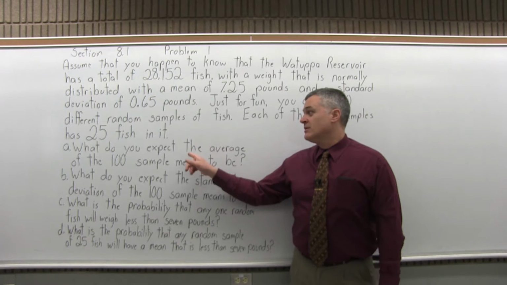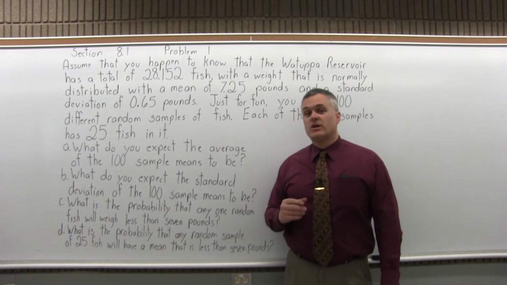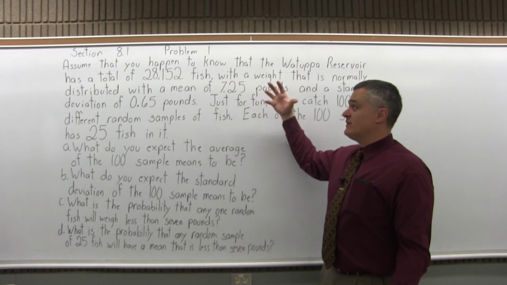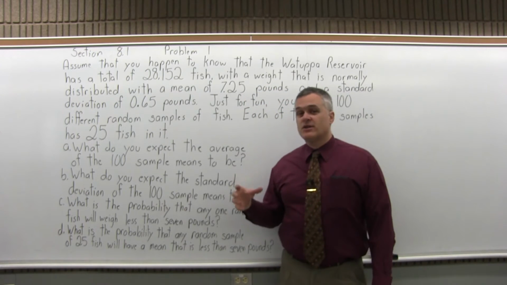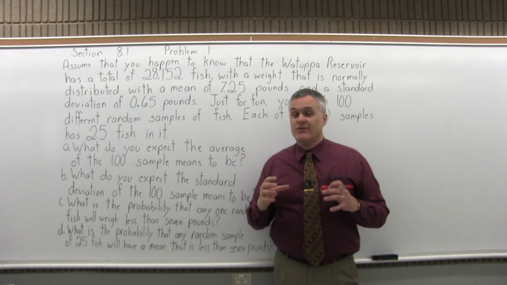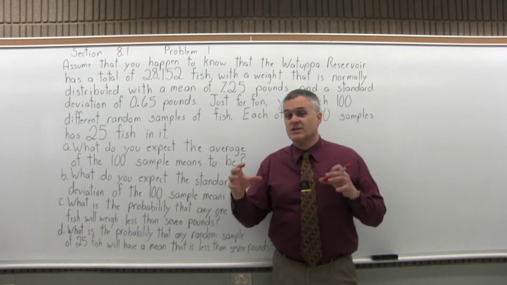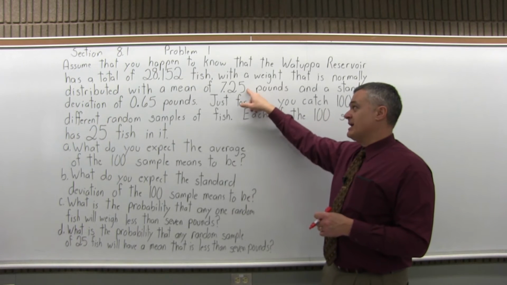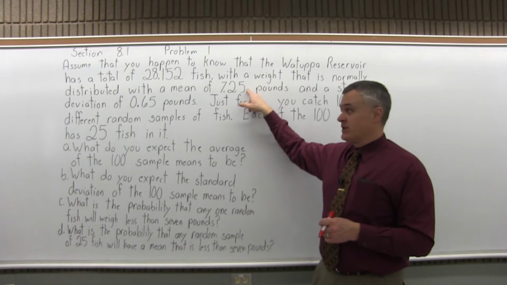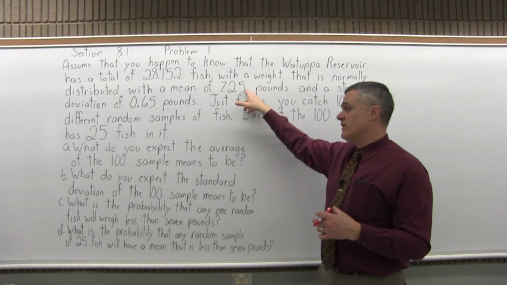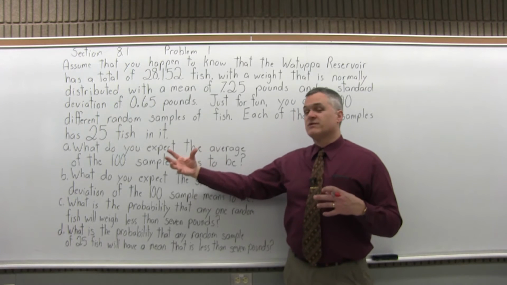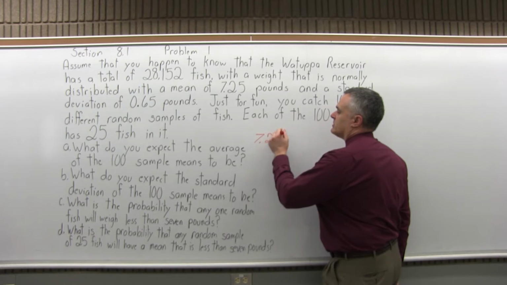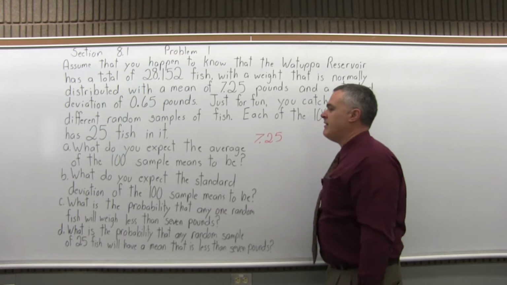So, part A, what do you expect the average of the 100 sample means to be? From the given information, we know the average of all the fish is 7.25. But now that you've caught 100 samples, if you take an average of each of the means of each sample, what would it come out to? It happens to come out to the same as the mean of the whole population. So if the population has a mean of 7.25, the average of the sample means will also be 7.25. So for part A, the answer is 7.25, same average.